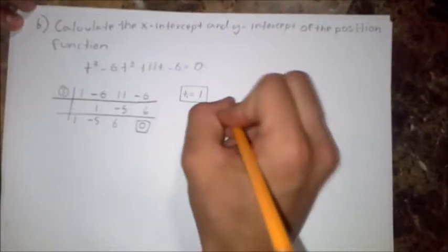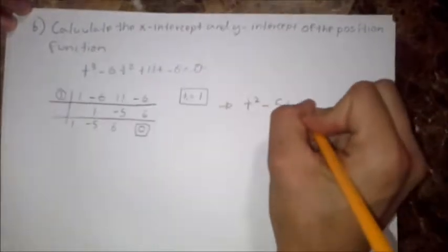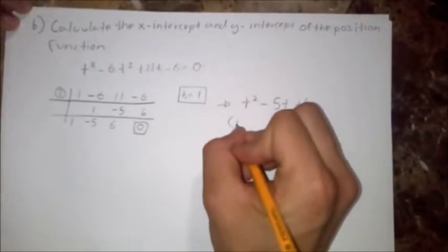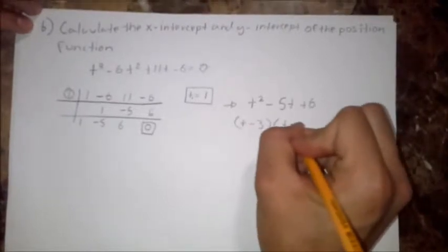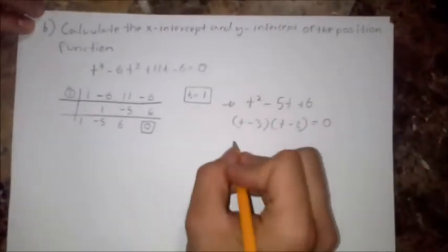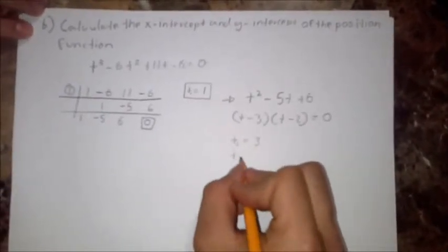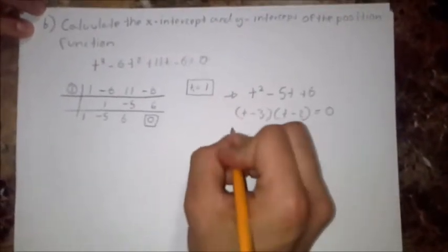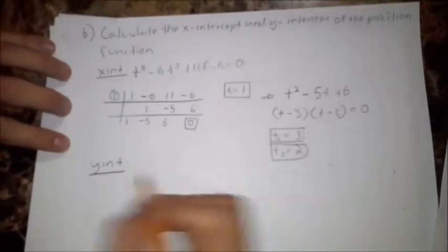Then, from this, we get a new function that is t squared minus 5t plus 6, and then we factorize this new function into t minus 3 and t minus 2 equal to 0. So t1 is equal to 1, t2 is equal to 3, and t3 is equal to 2. And these are the x-intercepts. Next we are going to do the y-intercept.